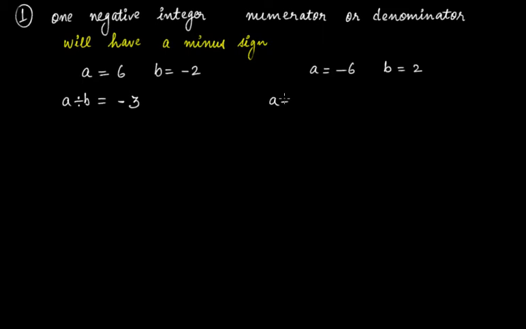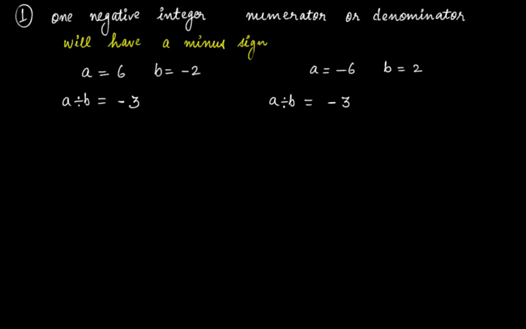And even in this case, if you divide A by B, just treat A as a whole number and B as a whole number. So it's 6 divided by 2, the answer is 3. Since there is only one negative integer out of these two, there is a minus sign here. So you can see that A divided by B, when A was positive and B was negative, and A divided by B where A is negative and B is positive, both the answers are the same. This was point number 1.